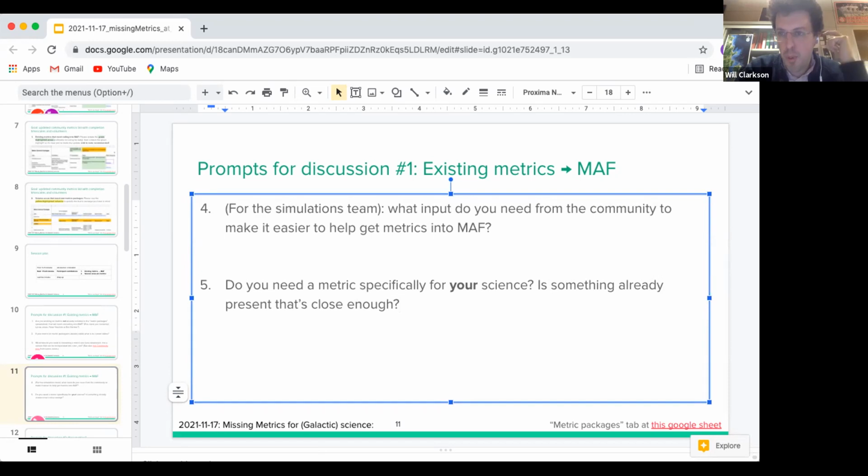Yeah, I think that's a really important point, particularly given the timescale. Yes, if it turns out that existing metrics already answer the question, or if they're proportional to the return that you expect to get for your science, I would agree that that's useful to know.